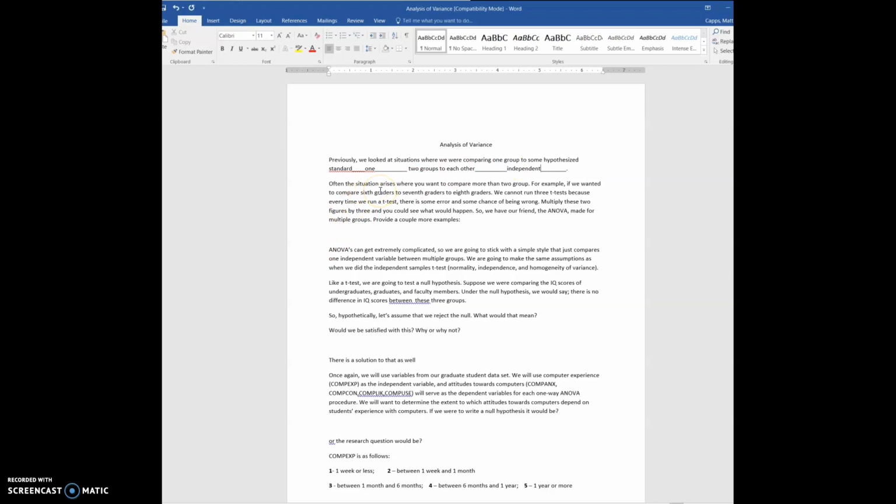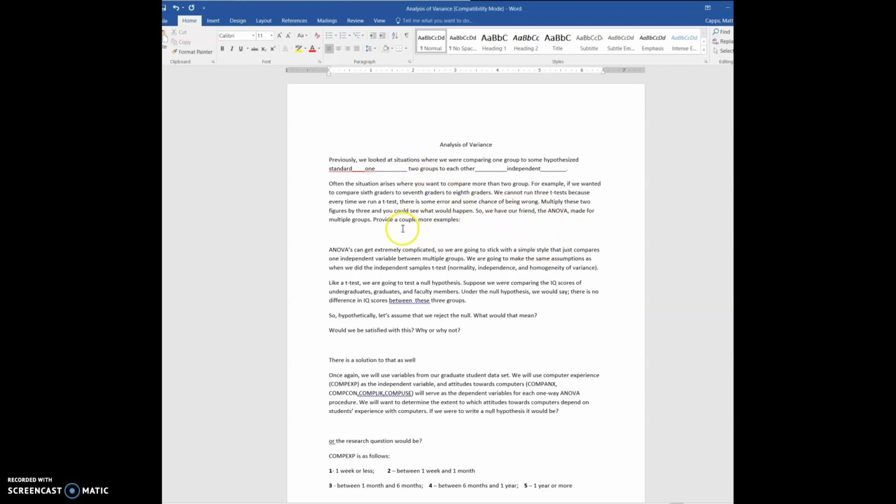But often the situation arises, more often than not, that you want to compare more than two groups. So for example, we want to compare 6th graders, 7th graders, and 8th graders. You can't run 3 t-tests. You can't run a test that compares 6th grade to 7th grade, 7th grade to 8th grade, 8th grade to 6th grade. Because every time that you do that, you create error. And if you start doing that over and over, you keep compounding the error. And there's a really strong chance that you will say something that's true that's not, which we don't want to do. So that's why we have our friend the ANOVA.